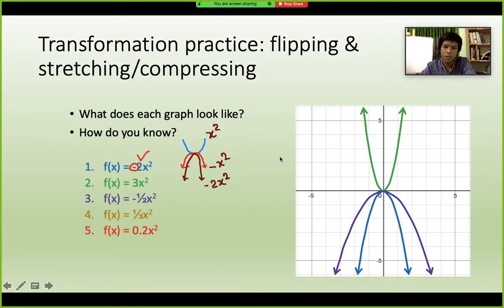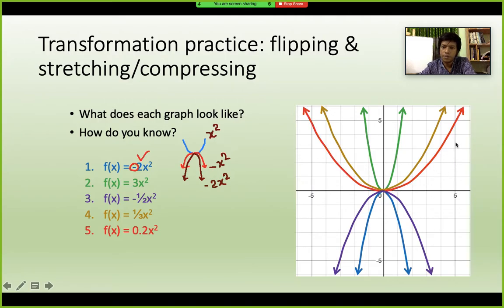You can see the color combination also. The 3x squared graph is here. The graph of f(x) equals 1 by 2x squared is here. There is a minus, that's why it's down. Then where will the 1 by 3x squared graph be? Roughly, the 1 by 3x squared graph will be here. Suppose, already it's here. See? Then the 0.2x squared graph will be here.